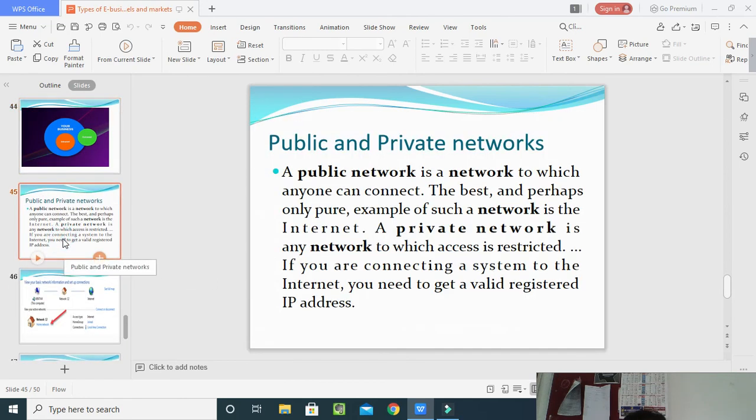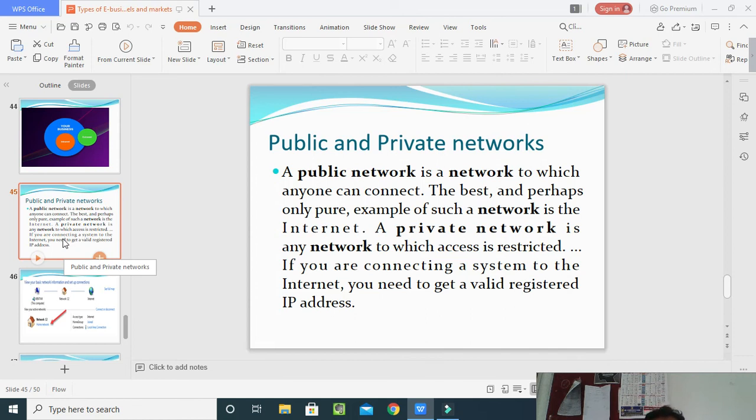Now, public and private networks. Sometimes you should be able to understand what we mean by public network and private network. A public network is a network to which anyone can connect. The people in the world or in the country can connect with each other. The best example of such a network is the internet. Now, a private network is any network whose access is restricted. That means there are some restrictions within a boundary level.